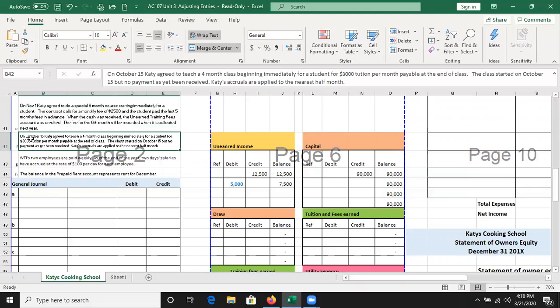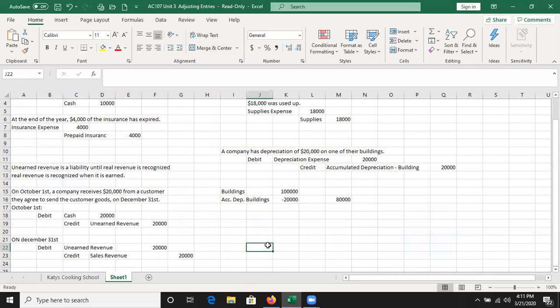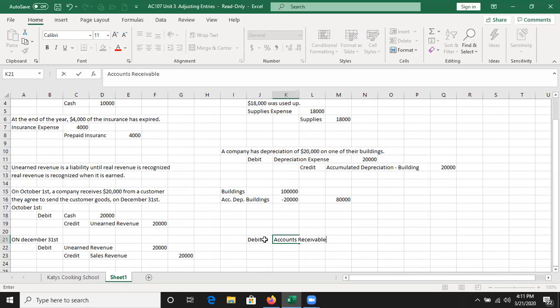She provided 2.5 months of a service to a student, but the student isn't going to pay until it's all over with. Okay? So what Katie would have to do is recognize a debit to accounts receivable. Remember, accounts receivable is a placeholder for cash, and she's going to do it for what 2.5 months is worth.